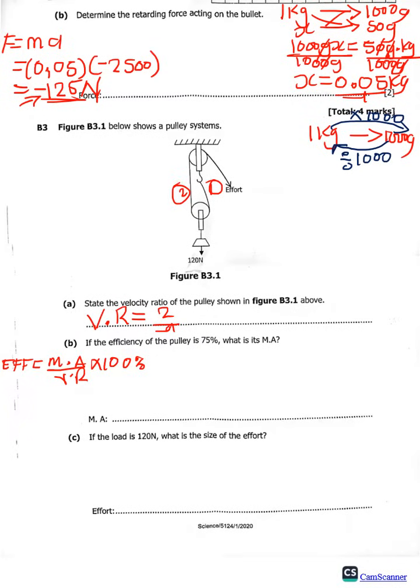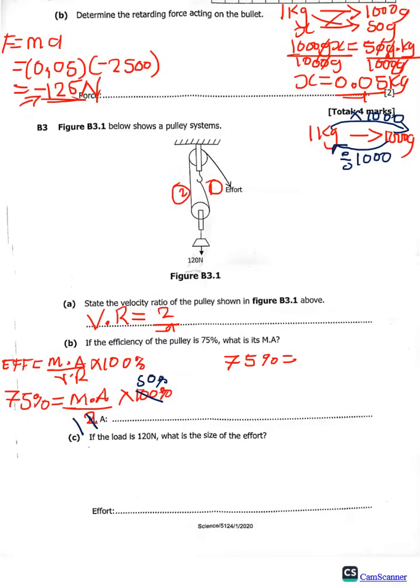So the efficiency is 75%. Mechanical advantage is what we are looking for, over the VR, which is 2, times 100%. So we can now proceed here. 75% is equal to, so 2 into 100 is 50%.